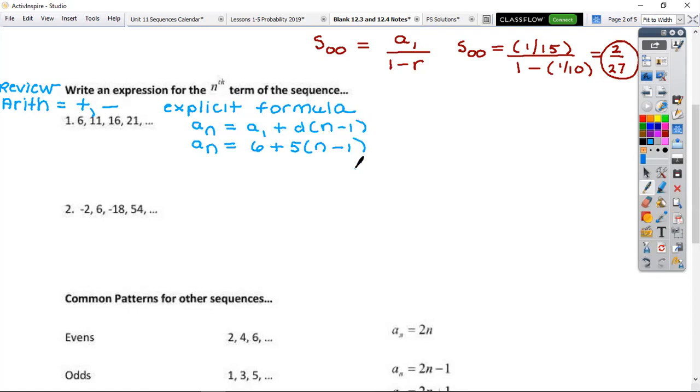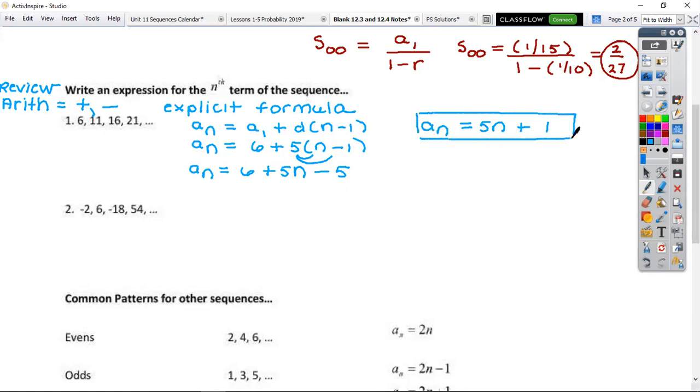Make sure that you don't ever add the 6 and the 5. Order of operations means you have to do this multiplication first. So I'm going to have a sub n equal to 6 plus 5n minus 5. So therefore your formula and answer is just 5n plus 1. You don't need to find a specific term. You were just looking for formula. Oh, that's still okay? Bless you. Still good? Awesome. So number 2, is that one arithmetic?